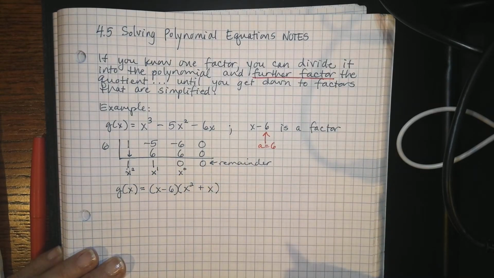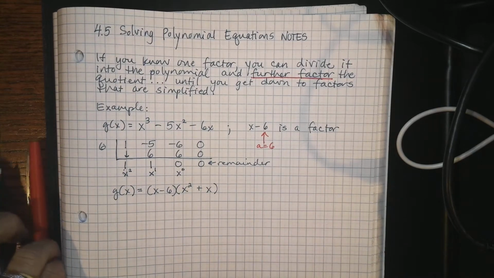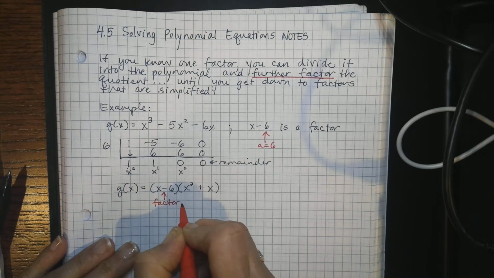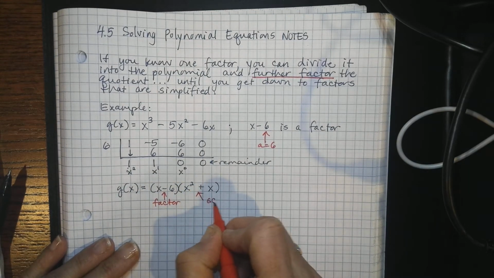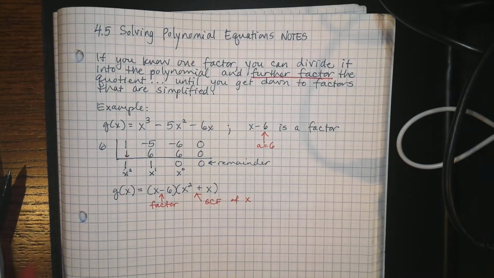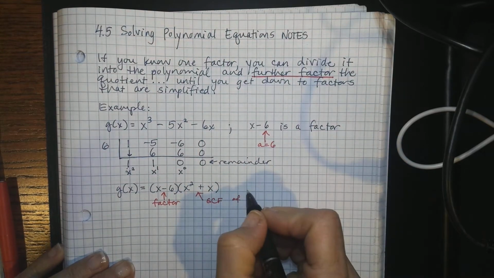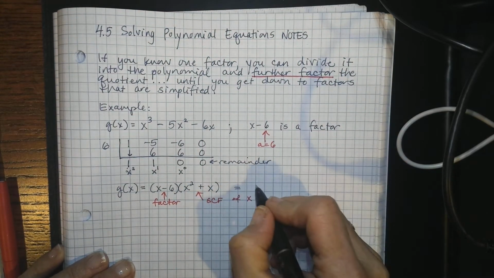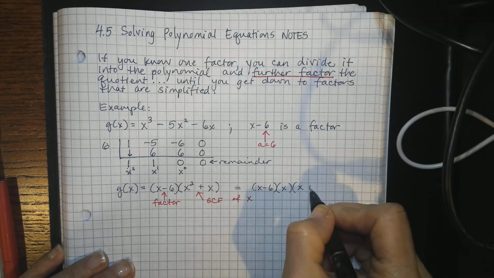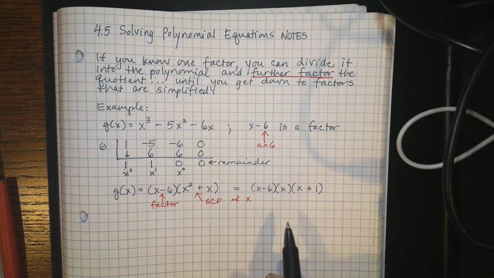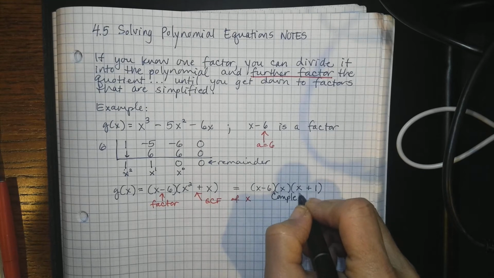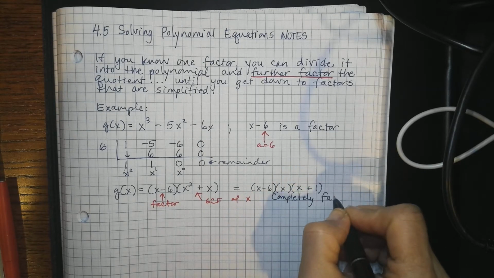and there's no constant. And now when I look at this, I think, you know what? I know this is a factor, but can you factor this anymore? Of course you can. You can take out a GCF of x, a greatest common factor. So then, completely factored, it's going to look like this. x minus 6 times x times x plus 1. And I now have g completely factored.